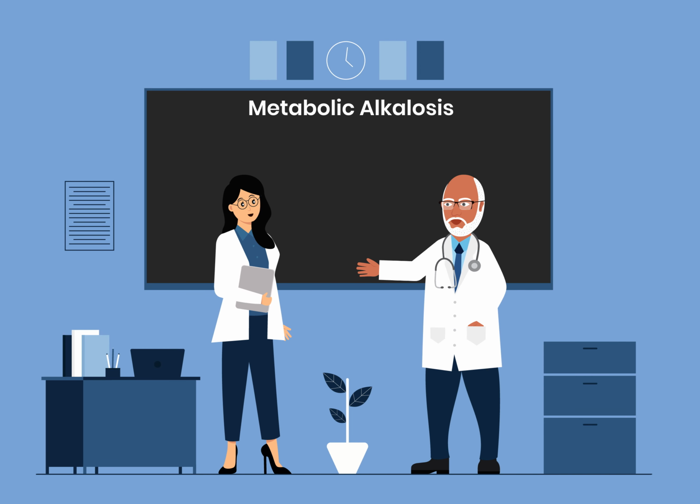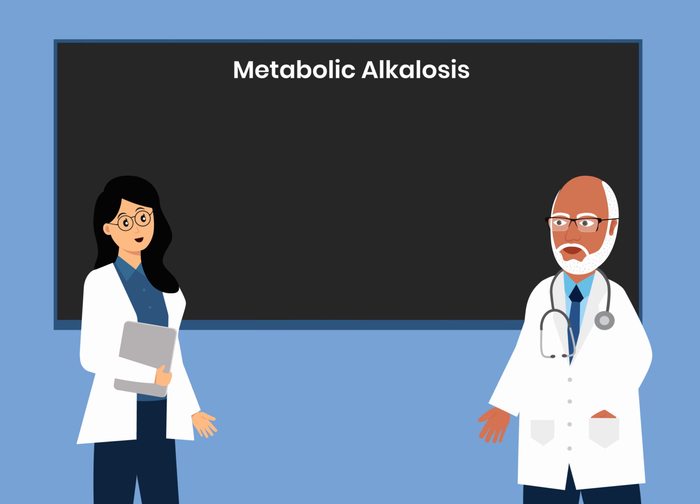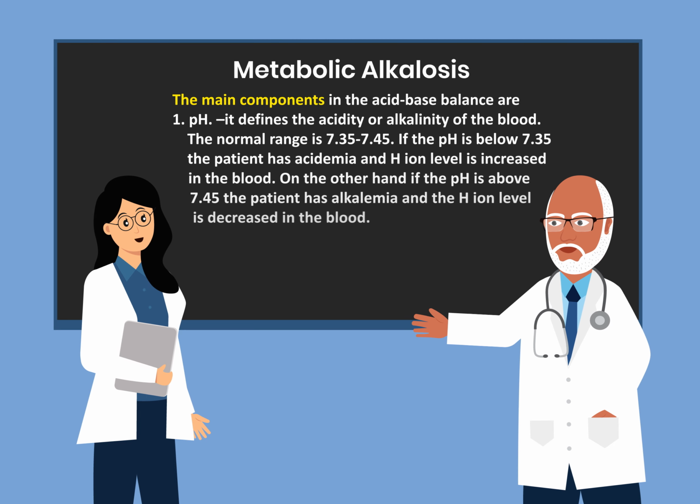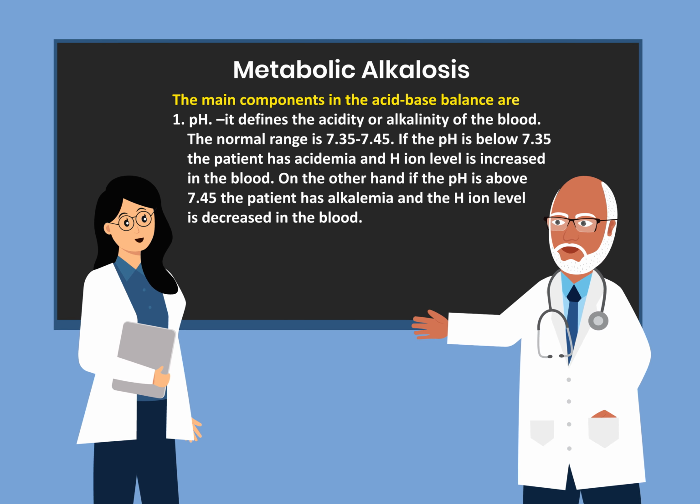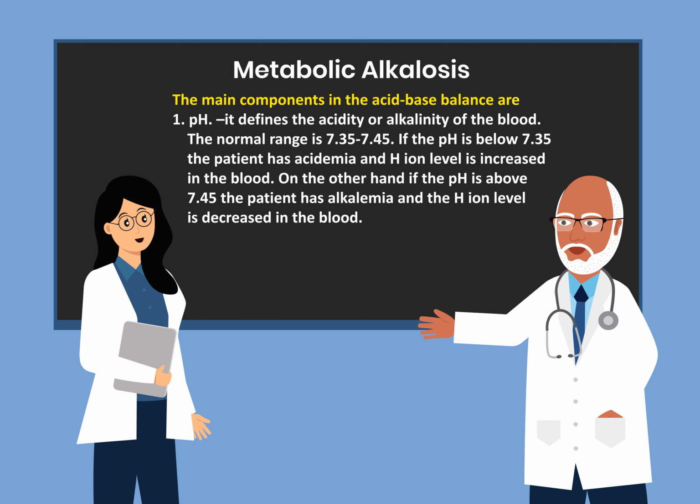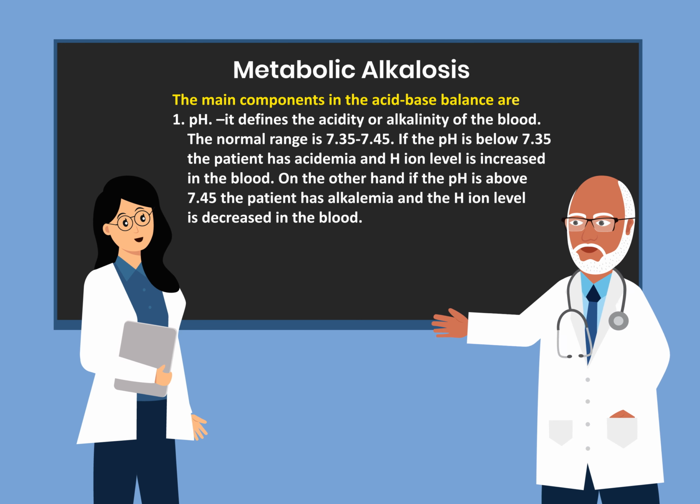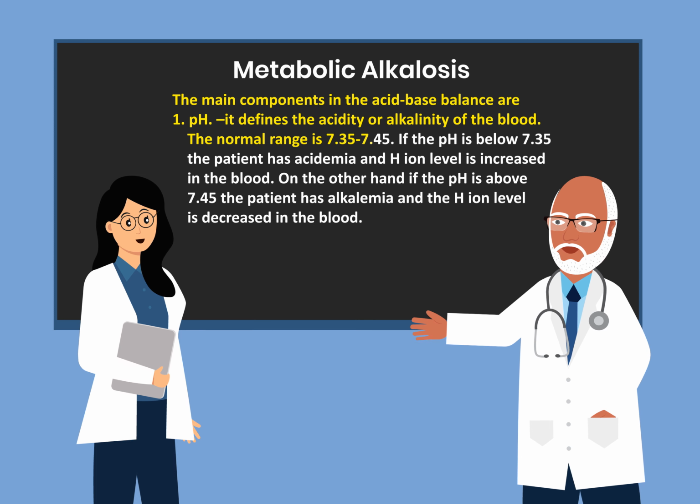Today I want to talk to you about acid-base balance, particularly metabolic alkalosis. The main components in the acid-base balance are pH, PCO2, PO2, and the bicarb, which is HCO3. The pH defines the acidity or alkalinity of the blood. The normal range is 7.35 to 7.45.